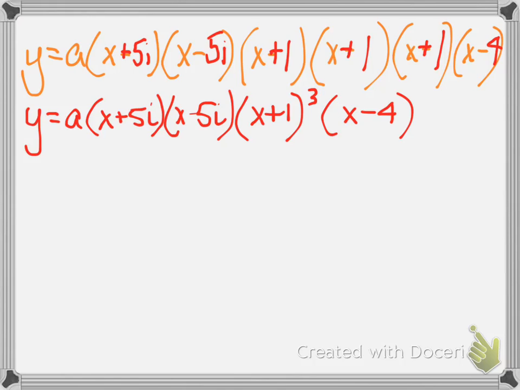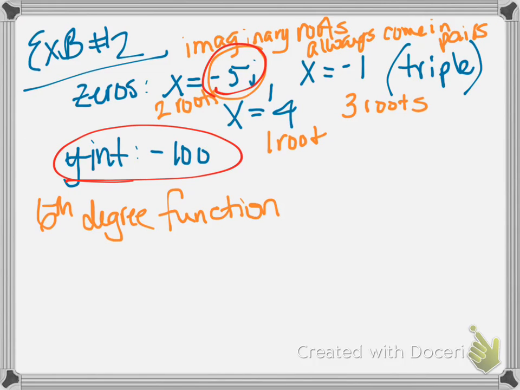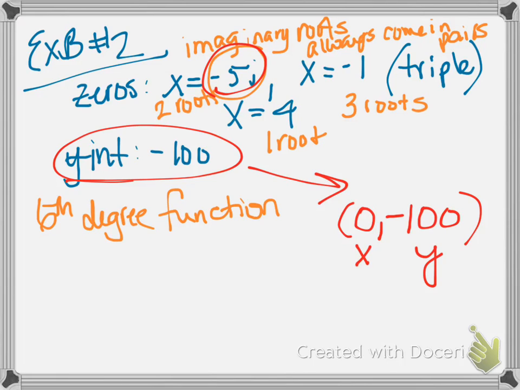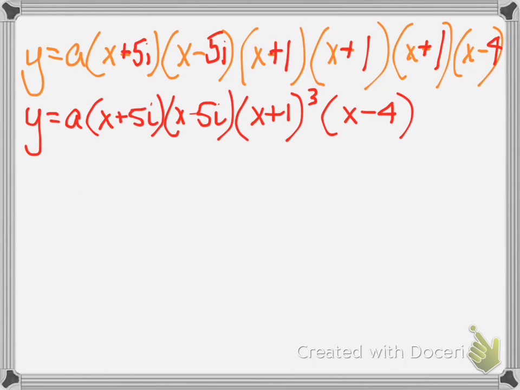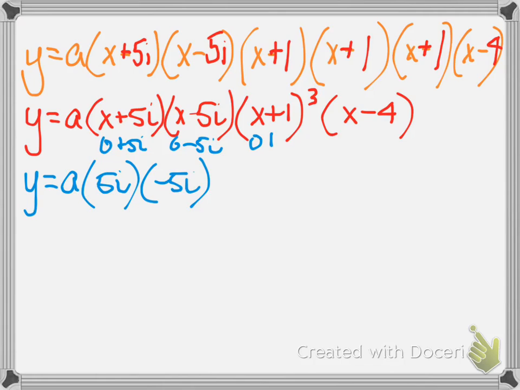Okay, so next step, they told us that the y-intercept was negative 100, which means that my point is 0, negative 100. So here's x, here's y. It's always nice when you can use the y-intercept. As long as the coordinates are not 0, 0, you can use the y-intercept, and then x is 0, which makes life a lot easier coming up here. So from here, I'm going to plug in 0 for all of my x's. So I just end up with 0 plus 5i, which is just 5i. 0 minus 5i, which is negative 5i, 0 plus 1 to the third power, so this is 1 to the third power, and then 0 minus 4 is negative 4.